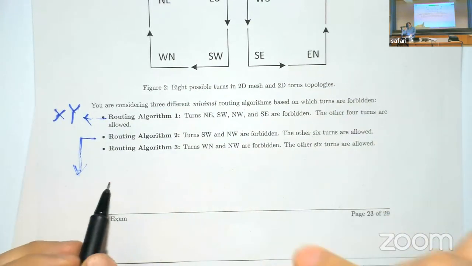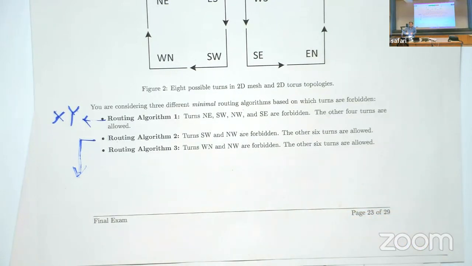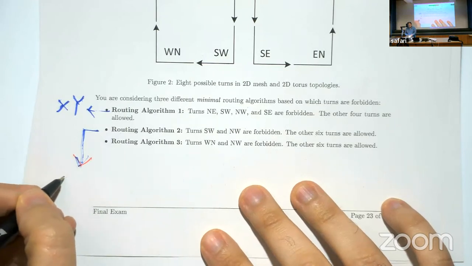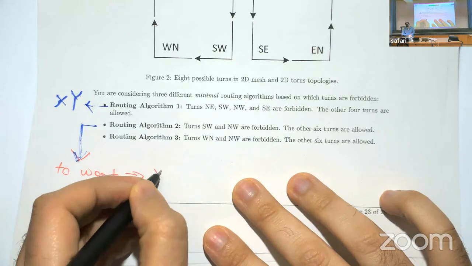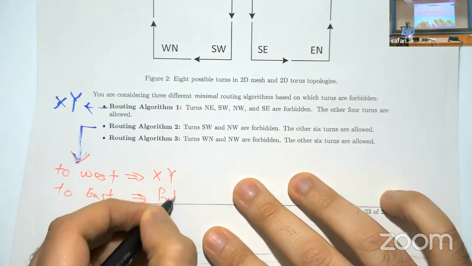Okay, so when we don't have southwest and northwest, it means that it's impossible that we go south or north, and then turn to west. In other words, if our destination is in the west of the network, we first need to go completely west. And at some point, when we are done with the west part, we can go north or south. But if the destination is in the east of the network, then basically you can do whatever you want. So if the destination is to the west, you can consider it as XY routing. But if you are going to the east, the routing is actually fully adaptive.